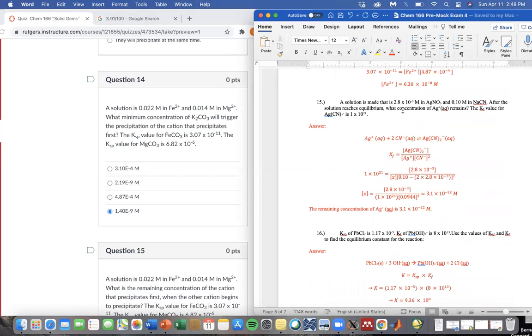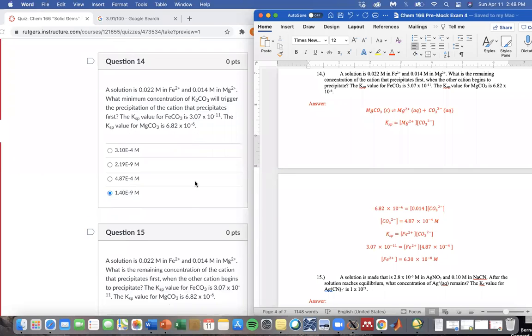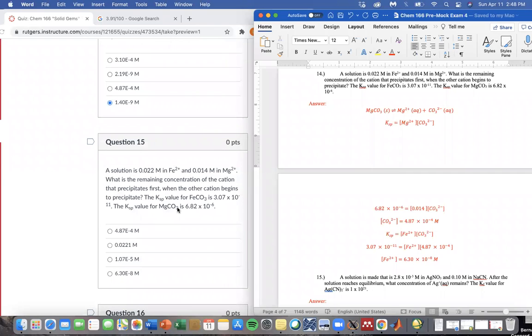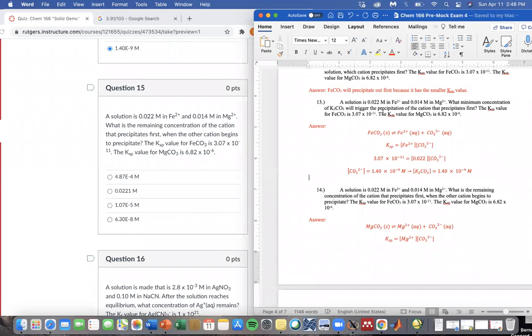Now it's asking, sorry, I went down too far. Okay, so now it's asking what is the concentration of the cation that's remaining when the other cation starts to precipitate out. So I think that this one is the more confusing out of all 3 of the questions that revolve around this solution. So what it's asking you is, when we've precipitated out this iron, right?